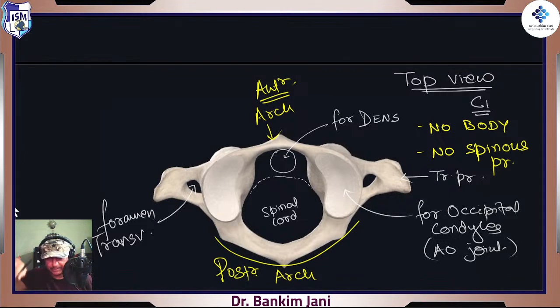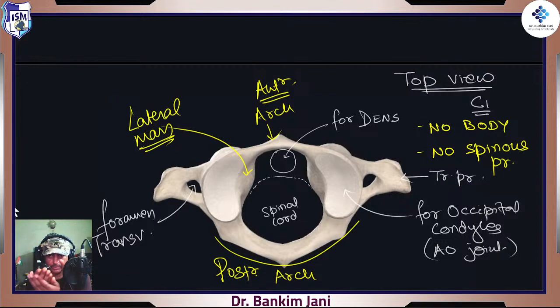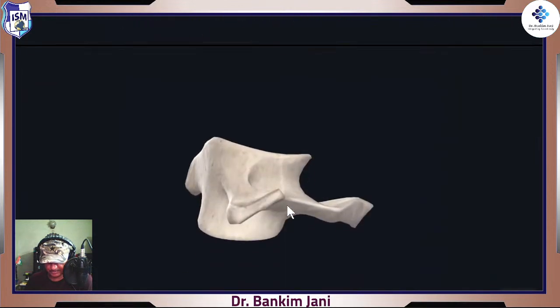And then, as everything is in the form of a ring, there is condensation of bone on the lateral side, and that's why it is called the lateral mass. Those lateral masses are big. Above, there is the occipital condyle facet, and below is for C2. Because it has no body, there won't be any intervertebral disc between C1 and C2. Let's see it like this.